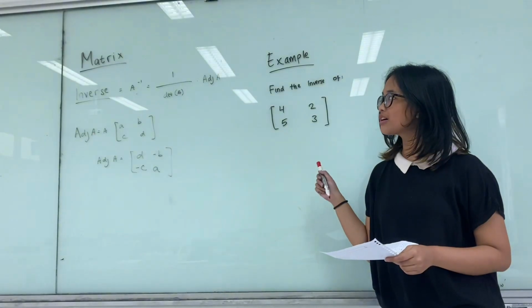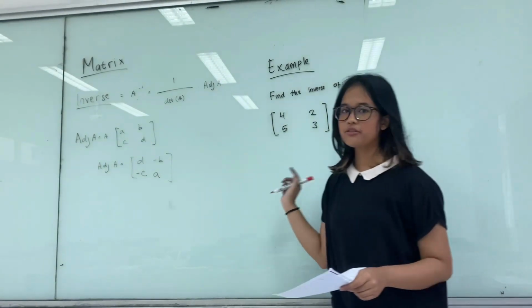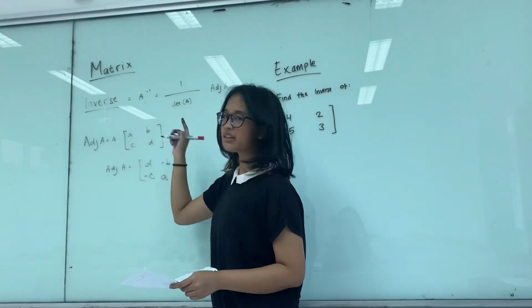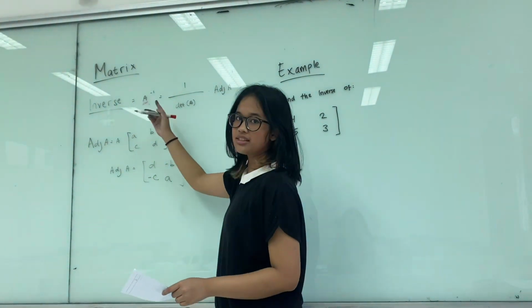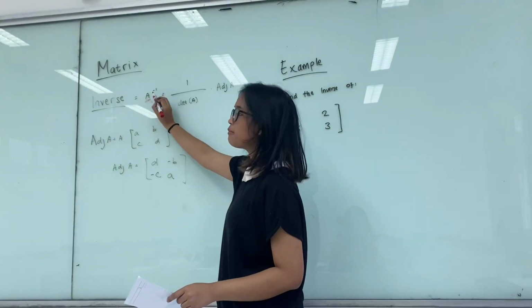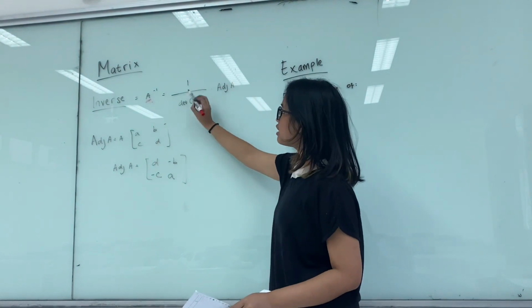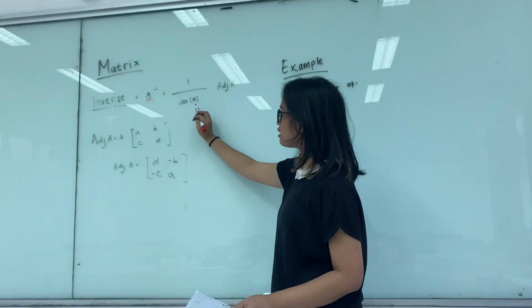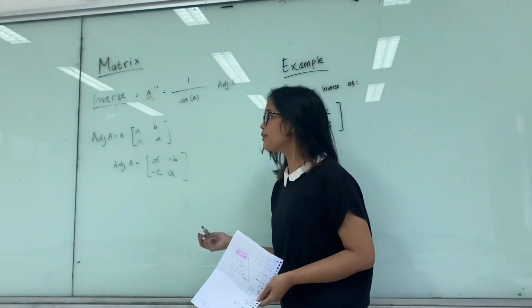We're going to talk about the inverse of a matrix. So let's start with the formula. How to write inverse in matrix is A, the name of the matrix, in this case matrix A, power minus 1. A power minus 1, or inverse, equals 1 per determinant A times adjoint A. Okay, so what is adjoint A?